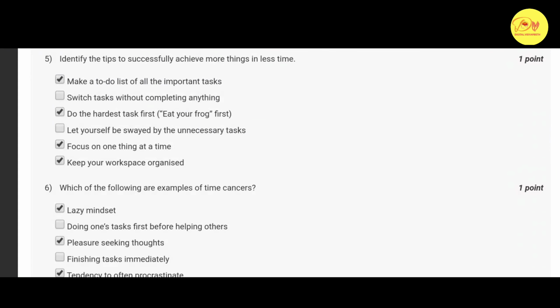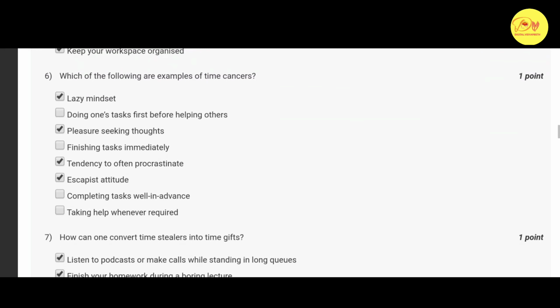Our fifth question is identify the tips to successfully achieve more things in less time. Correct options are make a to-do list of all the important tasks, do the hardest task first, eat your frog first, focus on one thing at a time, and keep your workspace organized. Our sixth question is which of the following are examples of time cancers? Correct options are A. Lazy mindset, tendency to often procrastinate, escapist attitude.